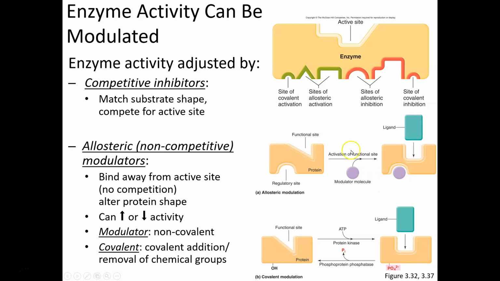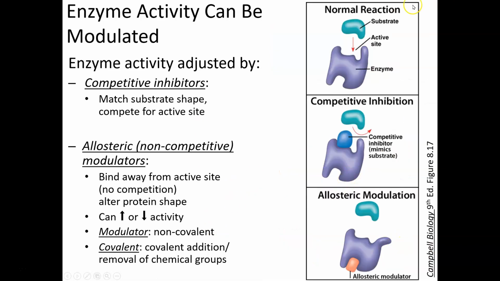It's non-competitive because it's not in the active site. Okay? But if you put something in the active site, right? So here's a normal reaction. But in competitive inhibition, we put an inhibitor here in the active site, and now we cannot bind the substrate because it's physically in the way.